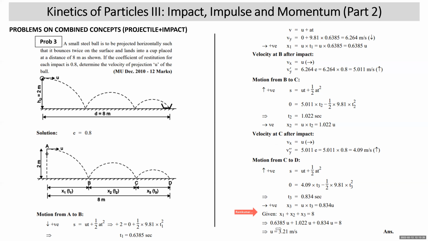Given x1 plus x2 plus x3 is 8, we substitute the values here. x1 is 0.6385 u, x2 is 1.022 u, and x3 is 0.834 u, and this is given equal to 8. If you solve this equation, students, since x1 plus x2 plus x3 is 8 meters, with x1, x2, x3 expressed in terms of u, you get the value of u as 3.21 meters per second.